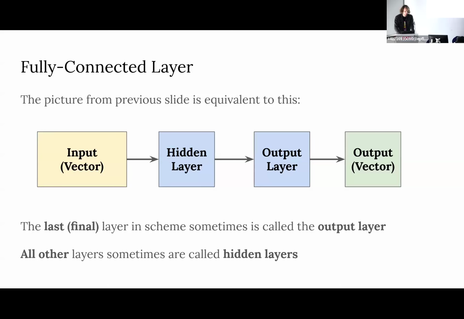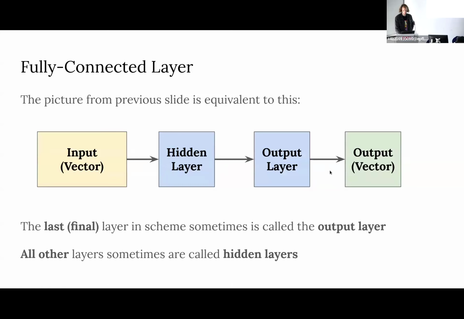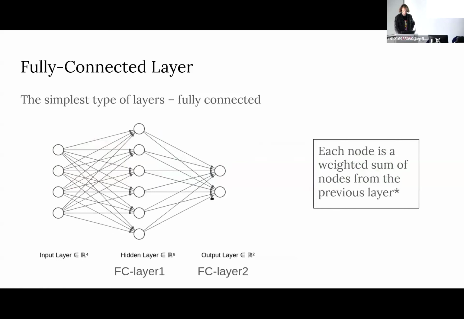So the picture which we saw before is equivalent to this sort of structure where we have an input vector, then a hidden layer with one weighted sum, then an output layer with another weighted sum, and our output is just the output of this output layer. This is our hidden layer, this is our output layer, this is our output. We have just a vector of size 2 as our output.